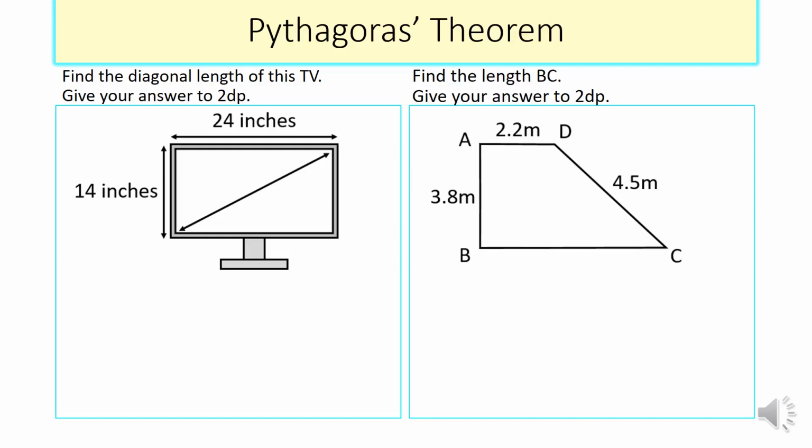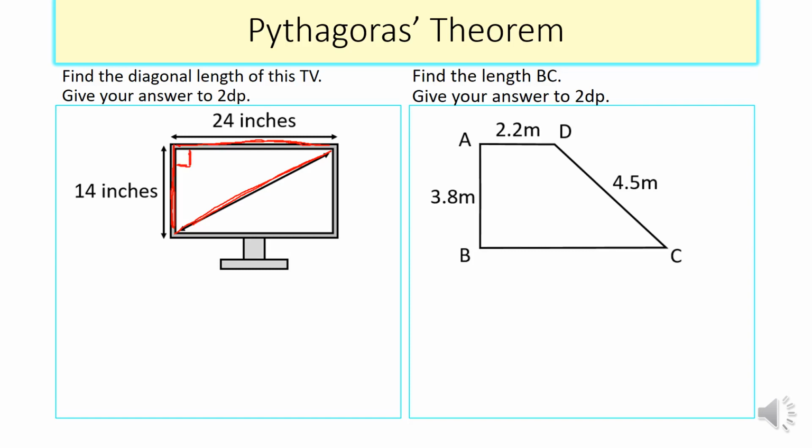In this video, we're going to look at some problems involving Pythagoras' theorem. In my first example, I've got a TV and I need to work out the length of the diagonal of this TV. I've got the two sides given and I can notice that the two sides of the TV plus the diagonal create a right angle triangle. Okay, this is my right angle.